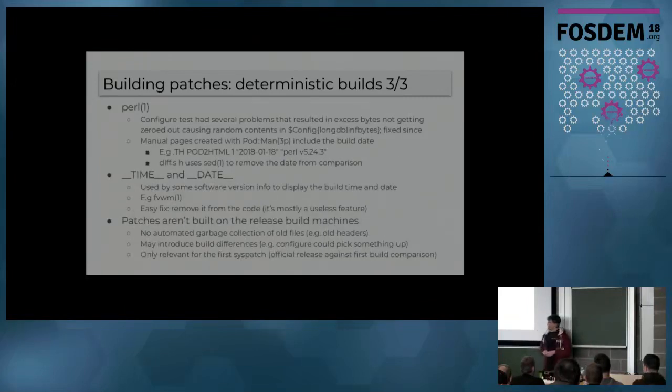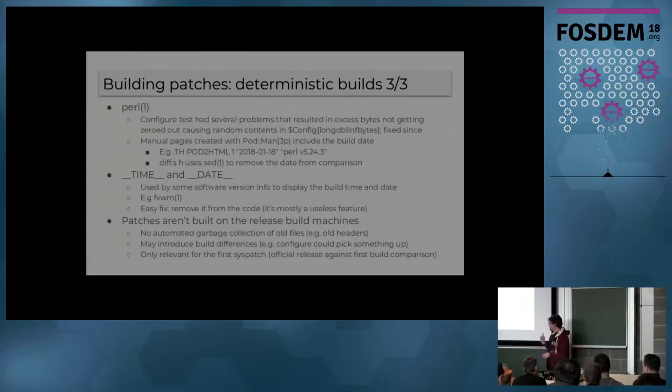There was also the case of manual pages created by Perl. For that, we didn't come up with any solution yet. The diff.sh script uses sed to remove the timestamp header. Then we had a few funny things like time and date that were in several pieces of code within the OpenBSD source tree, like to display the build date or whatever. So this one was easy. We just removed it from the code. I mean, what use does it have?